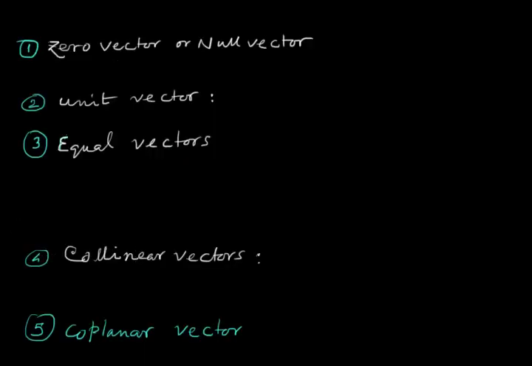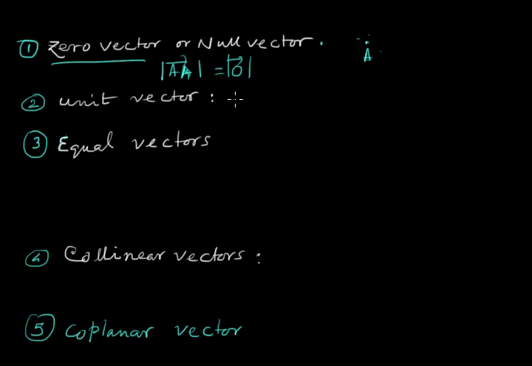Now we can classify vectors. The first one is called the zero vector. A zero vector is a vector whose magnitude is 0. So if we take a vector A and another A, so that the initial point and the terminal point are both A, then we get a zero vector whose magnitude is 0.